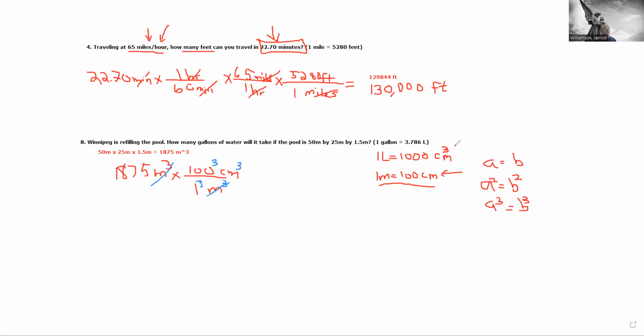Now that I have cubic centimeters, I can use this relationship. I will have here 1,000 cubic centimeters is 1 liter. That'll let me cancel cubic centimeters, right?